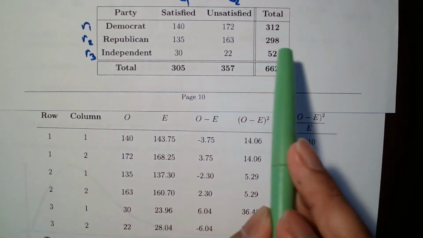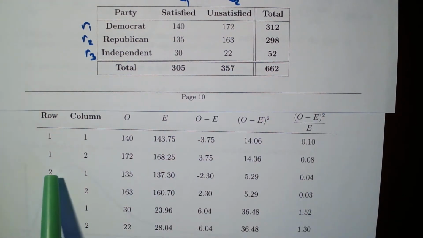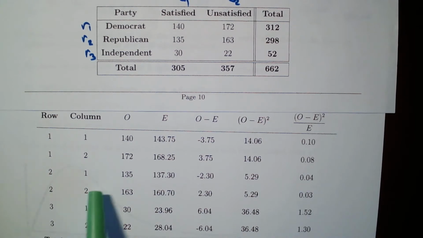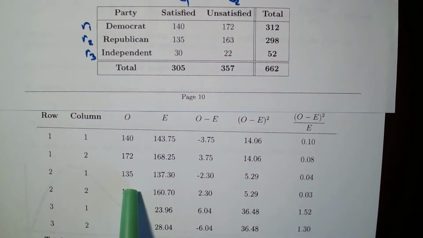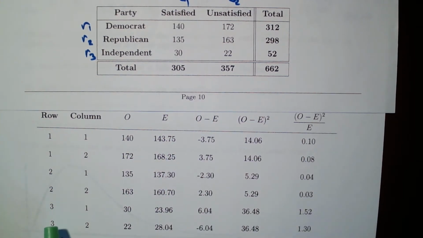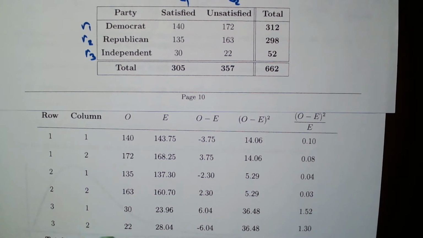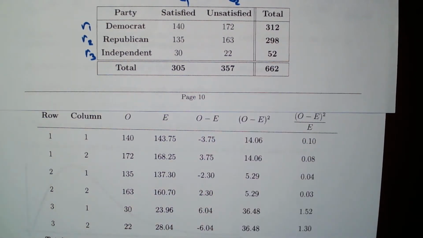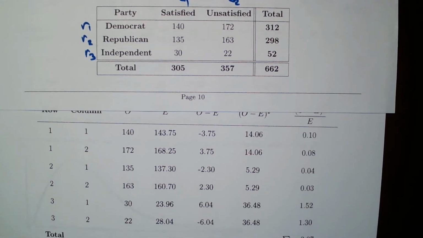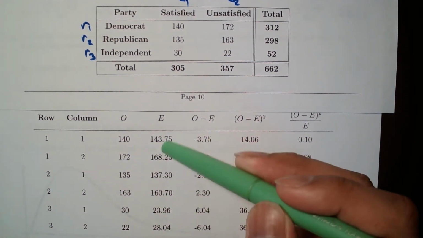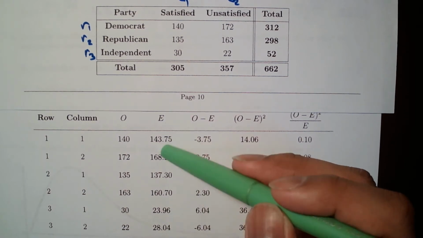Now let's do the second row. Second row, column 1, 135. Second row, second column, 163. Third row, first column is 30. Third row, second column is 22. Those are the intersection, those are the observed values. The expected values, we already calculated them at the top of this page.